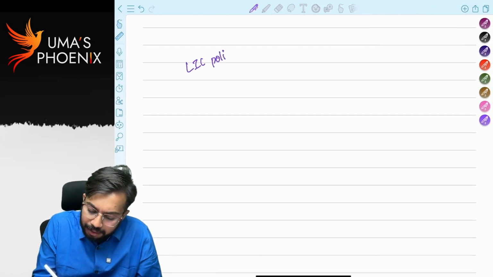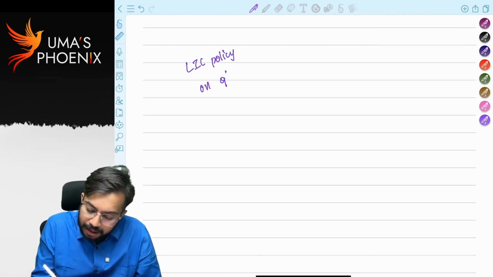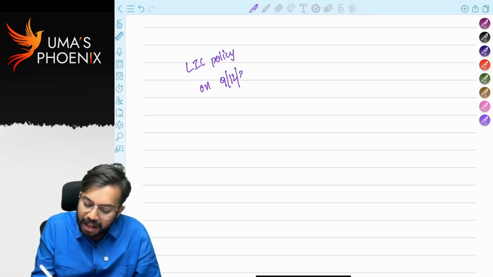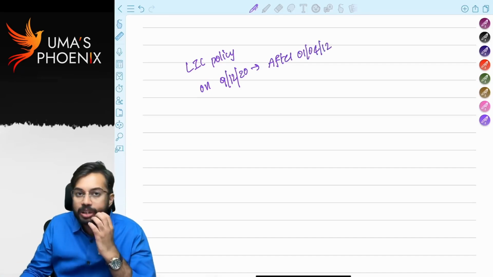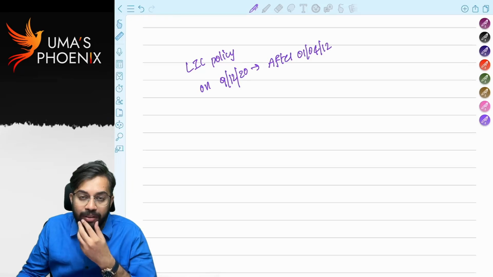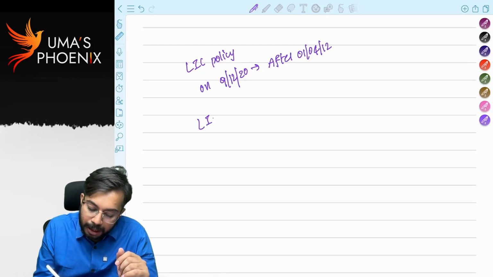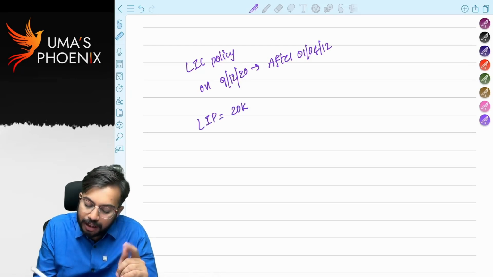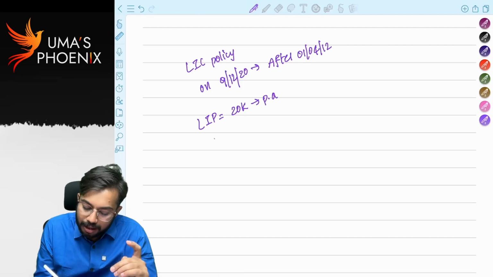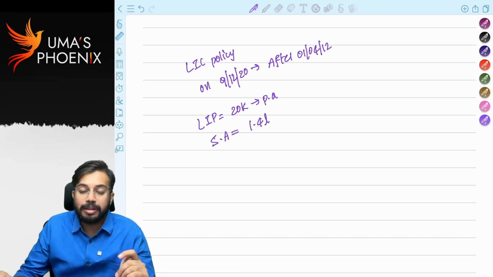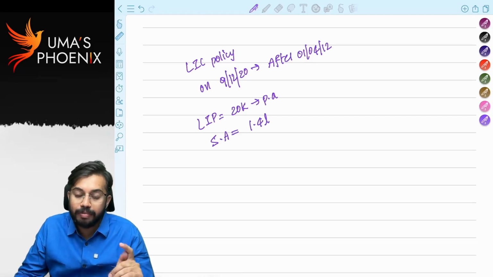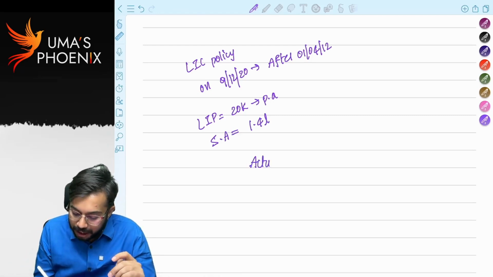LIC policy taken on 9th December 2020. 2020 means after 1st April 2012, right? After 1st April 2012, what is the maximum deduction allowed? Actual life insurance premium or 10% of sum assured, correct? So the life insurance premium is 20,000 rupees per annum. Sum assured is 1,40,000. How much is the sum assured? 1,40,000.